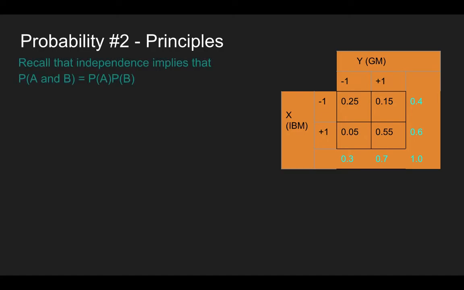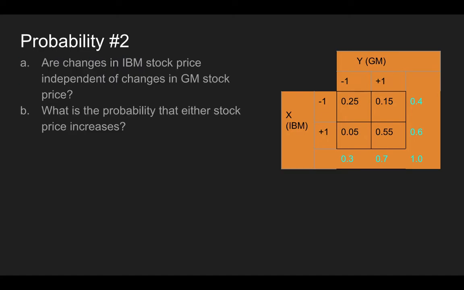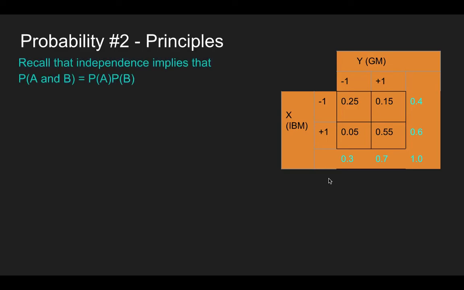All right, so for the first part, let's stay here for a second. So you've thought about A for a little bit. Let's talk about B. What's the probability that either stock price increases? In other words, IBM goes up $1 or GM goes up $1. Okay? So recall that if A and B are independent, then the probability of A and B occurring is equal to the probability of A times the probability of B. Or in other words, the joint is a product of the marginals. P of A is the marginal probability of A. P of B is the marginal probability of B.